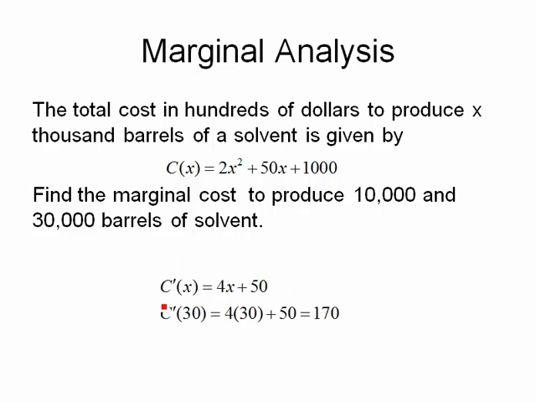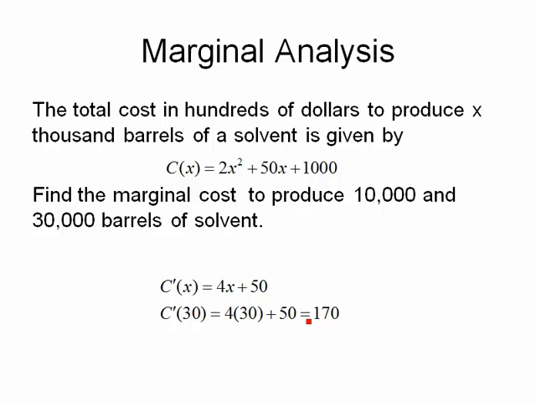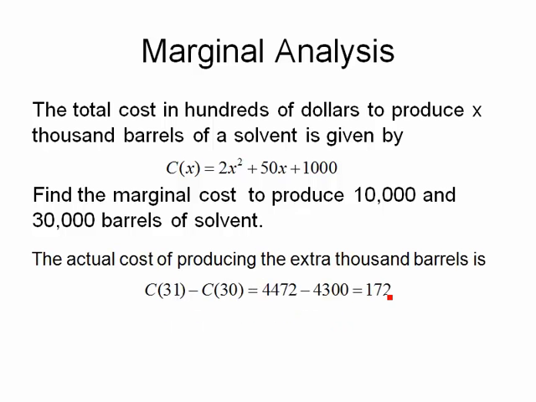If we go ahead and now find the marginal cost at 30,000 barrels of solvent, well then we need to put 30 into our cost function. That gives us 4 times 30 plus 50, or 170. The actual cost of producing an extra 1,000 barrels at that level would be C of 31 minus C of 30. That would be 4,472 minus 4,300, or 172. So these values come pretty close because the marginal cost was 170. The actual cost of producing an extra 1,000 was 172.